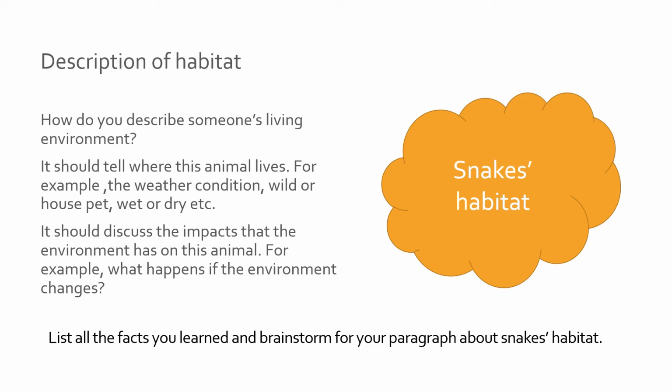So in a description of habitat, I need you to think about how you describe someone's living environment. It should tell where this animal lives, for example, the weather condition, whether they live in the wild or in the house as pets, whether they live in a wet or dry area. It should discuss the impacts that the environment has on this animal. For example, what happens if the environment changes? Think about what changes would impact a snake's habitat.